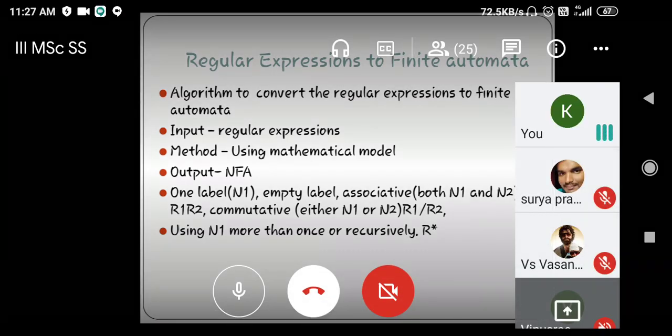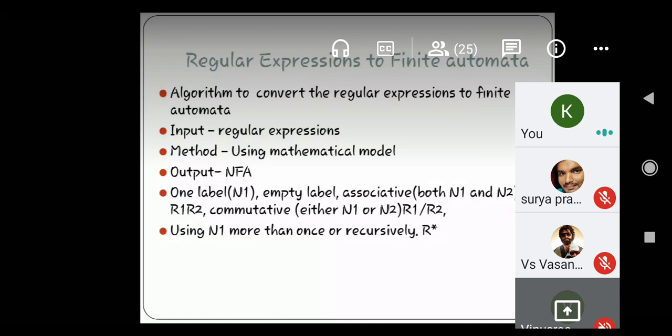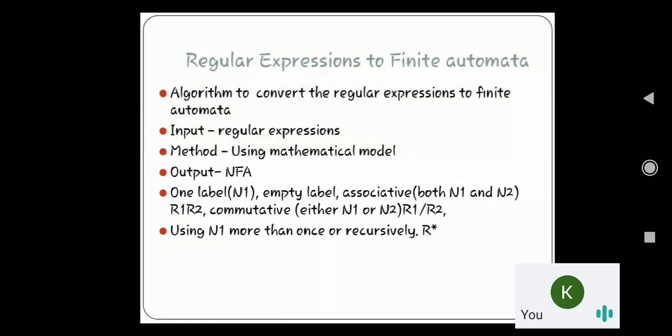In this algorithm you have three things: input, method, and output. The input is whatever regular expression you are going to use. So far we have discussed two regular expressions. The first one is (a|b)*abb, and the second regular expression is a*|b b*. These are the two regular expressions that we have discussed so far.